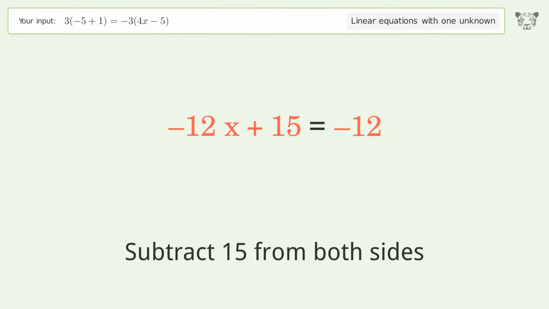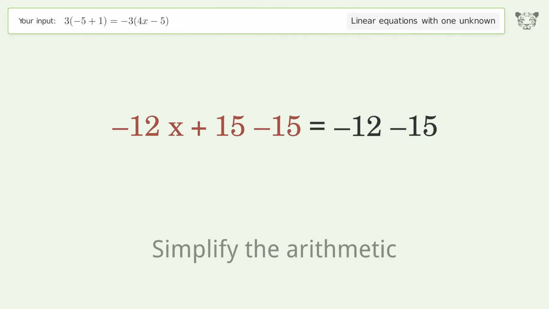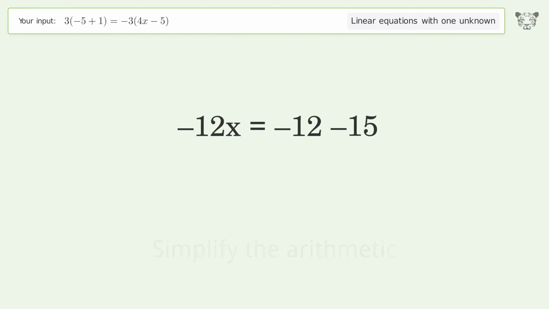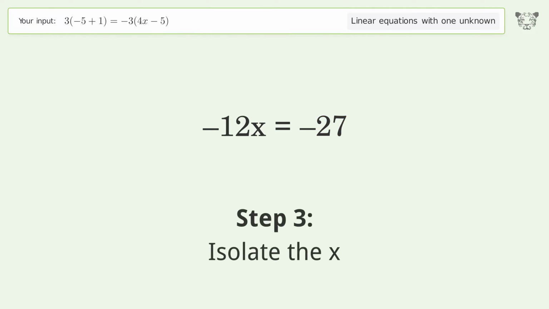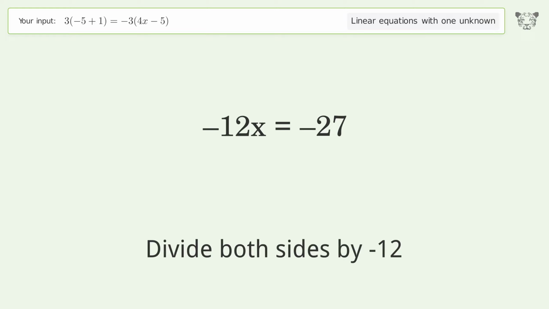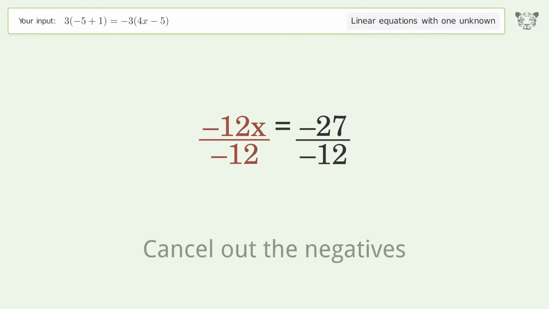Subtract 15 from both sides. Simplify the arithmetic. Isolate the x. Divide both sides by -12. Cancel out the negatives.